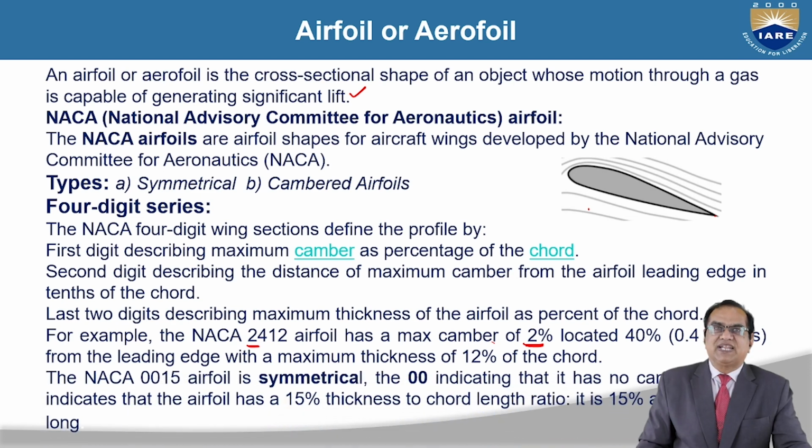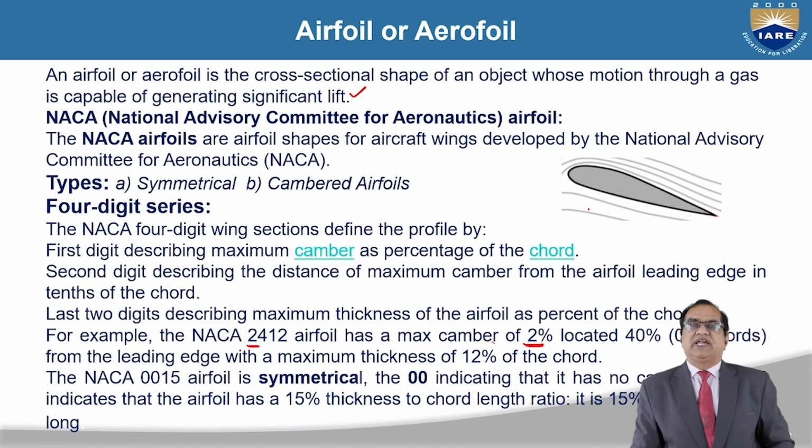But if it is a symmetric airfoil, the NACA 0015 airfoil is symmetrical. The 00 indicates that it has no camber. The last 2 digits, that is 15, indicate that the airfoil has a 15% thickness to chord length ratio. It is 15% as thick as it is long.